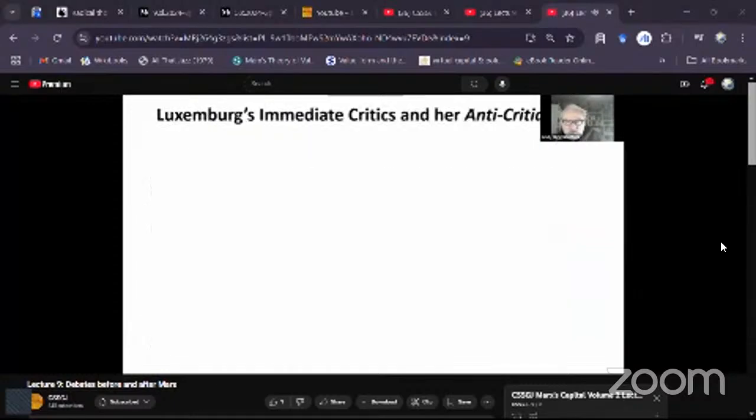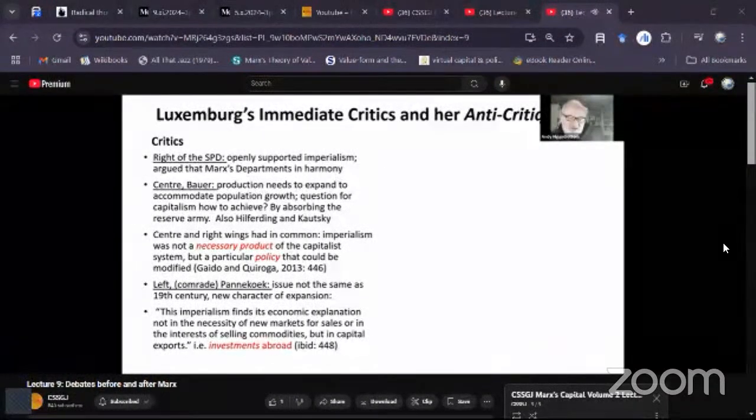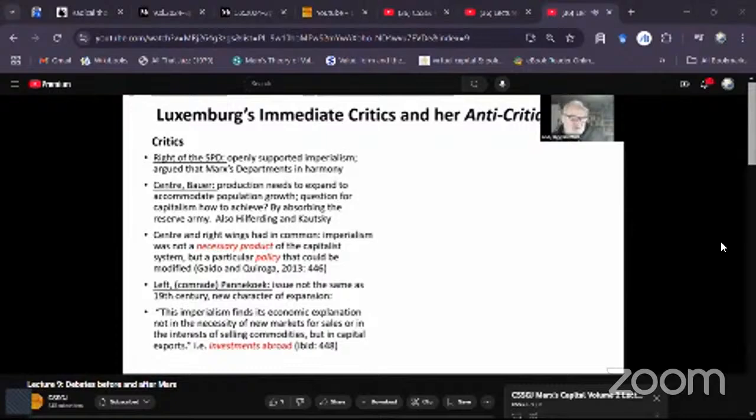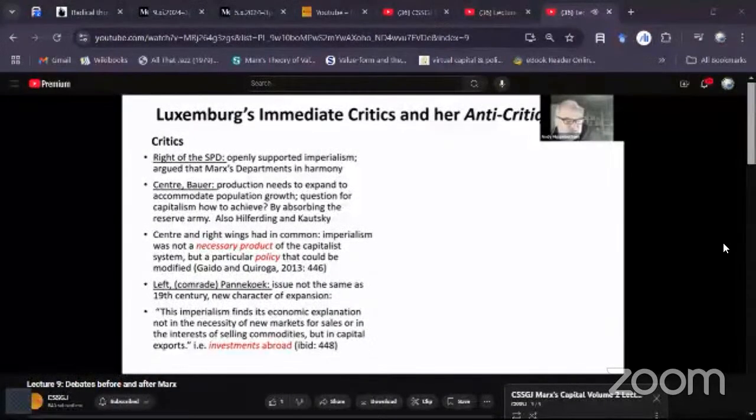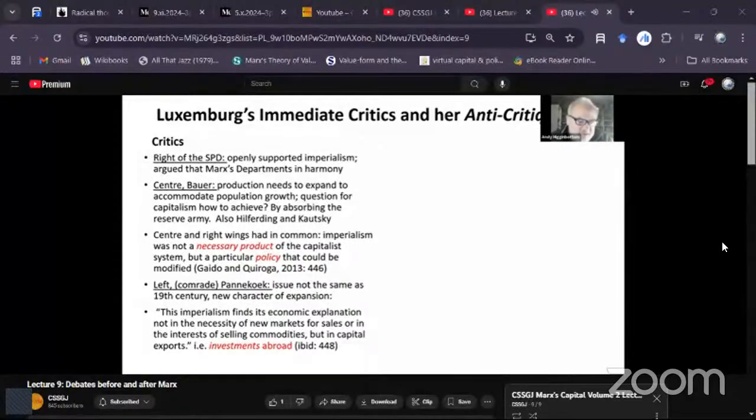Okay. Political positions were, the basis of the criticism was quite different, right? So the right of the Socialist Party in Germany, they already supported imperialism, and so they didn't want any Marx whatsoever, right? Now the centre, the Kautsky Centre, Hilferding and Kautsky and Bauer, they actually returned to what I call the legal Marxist argument. And they basically argued, Bauer was the most advanced for a long time, and then Kautsky made a similar argument: no, these departments of production show that capitalism can and will keep on expanding.